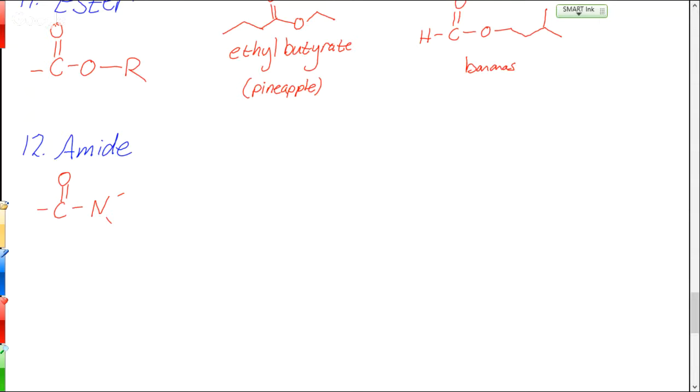Amides are really important biologically because that's how proteins are hooked together. So if we take an amino acid, which remember is something like this, with the carbonyl group or the carboxylic acid group, and then something else connected to it, and then an N group, this can actually hook up to another one like this.